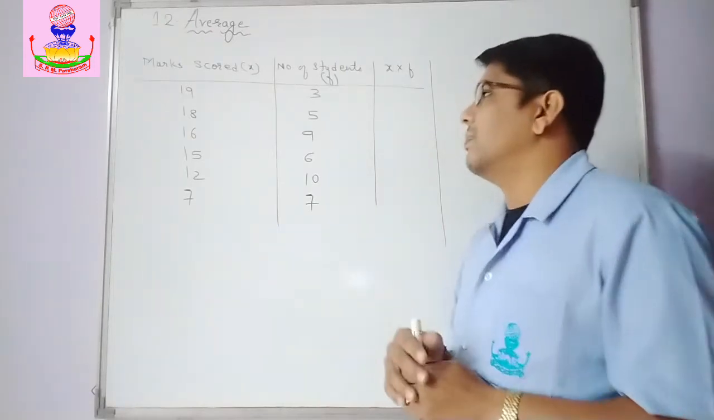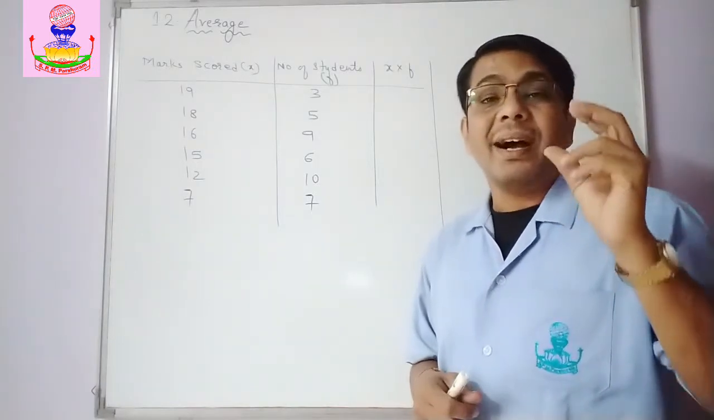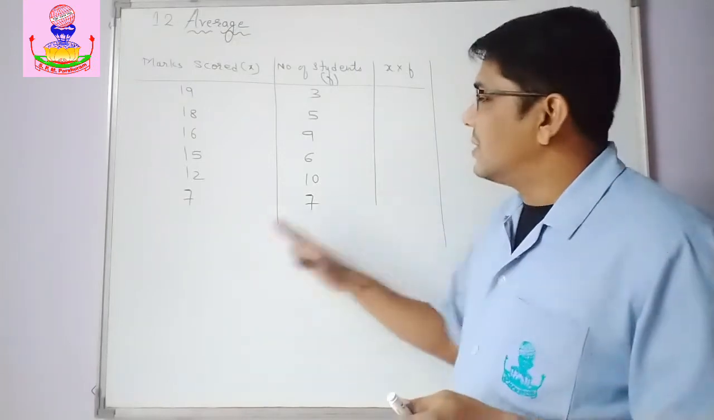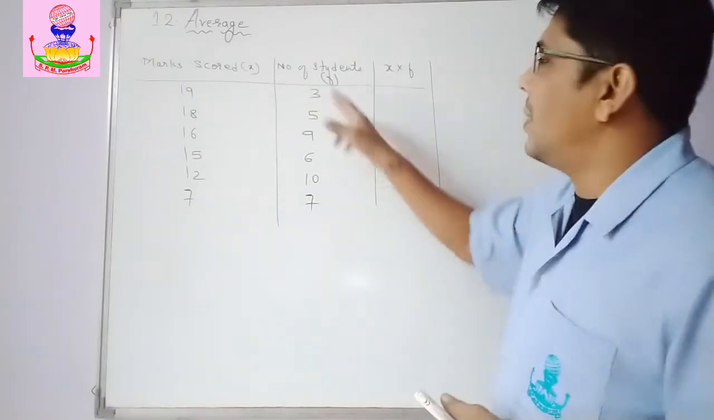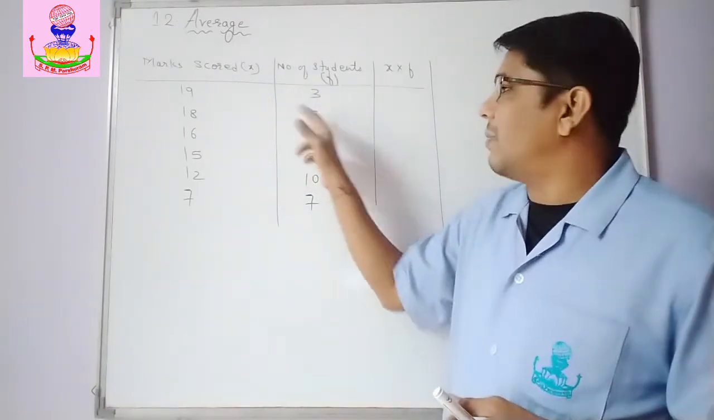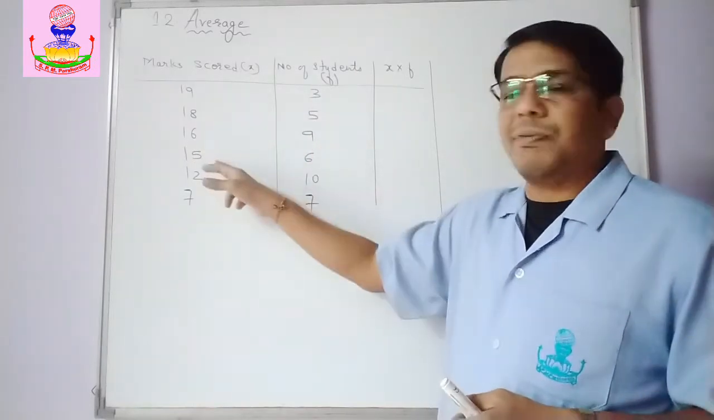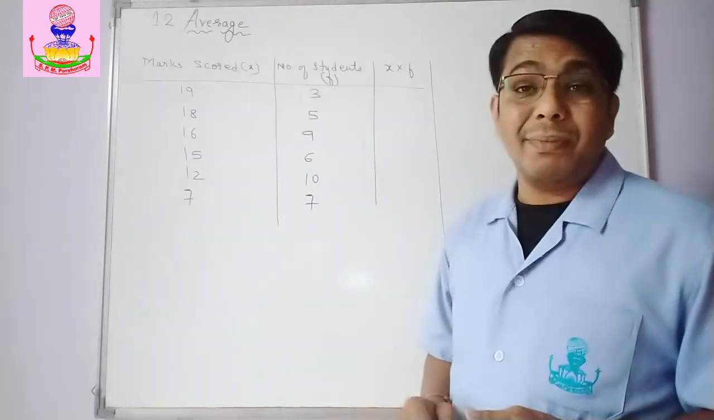Now here, frequency means how many times a particular observation occurs. So that is called a frequency, and this is the table related to that. Hence this is a frequency table. Now 3 students got 19 marks, 5 students got 18 marks, 9 students got 16 marks, 6 students got 15 marks, 10 students got 12 marks, 7 students got 7 marks.